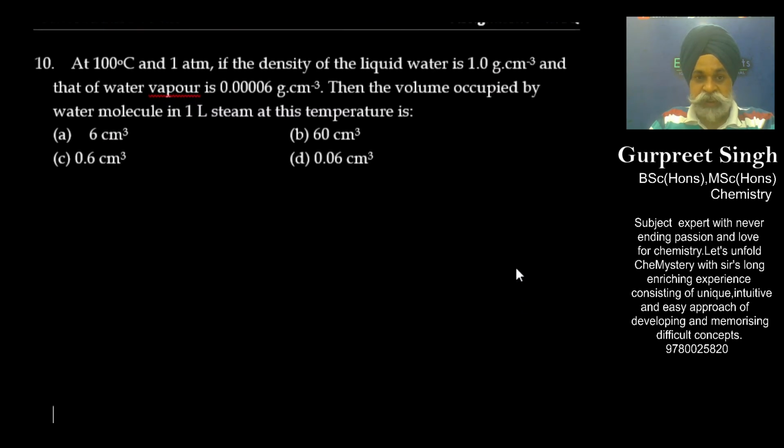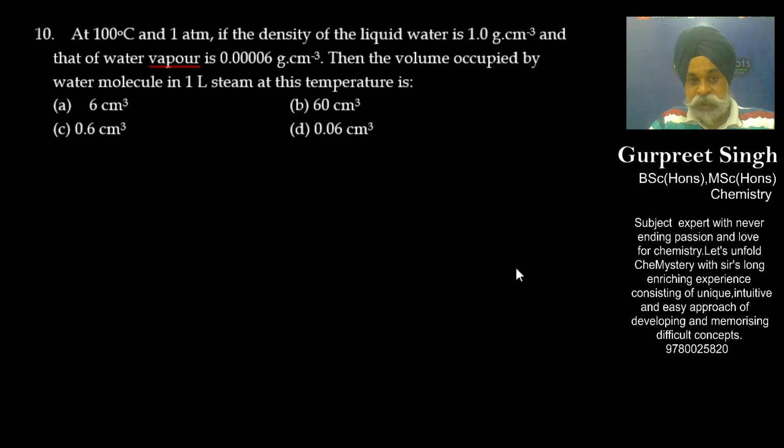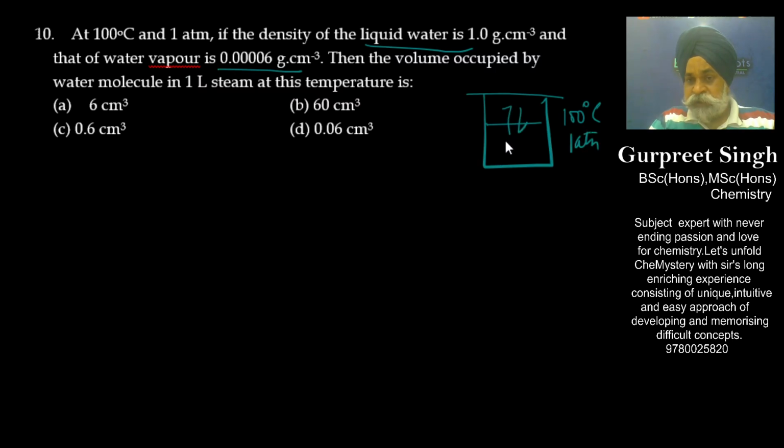Moving on to the next one. This also is a very interesting question. At 100 degrees and 1 atmosphere pressure, if the density of liquid water is this and that of water vapors is this, then find the volume occupied by 1 liter of steam. So basically when you have a container which is at 100 degree centigrade and 1 atm pressure, there is an equilibrium between liquid water and its vapors. He is saying that the density of vapor is this much, which I am highlighting with green marker, and density of liquid water is this much.